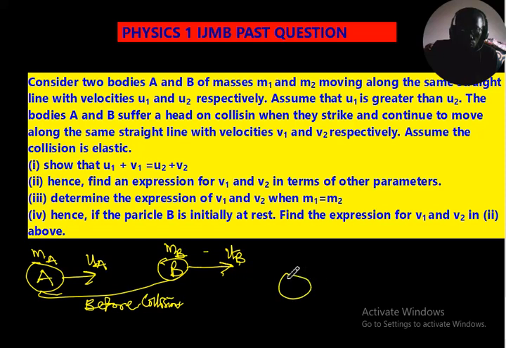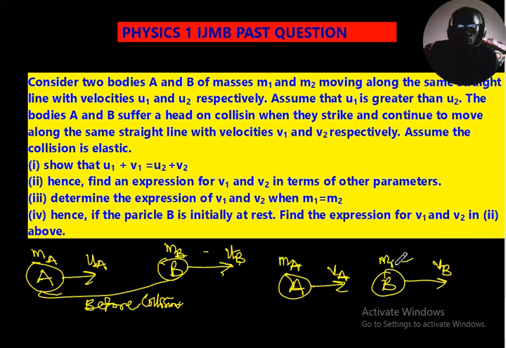And again, after collision, what do we have? We still have A and B still moving in the same direction. Final velocity V of A, V of B, MA and MB after collision.